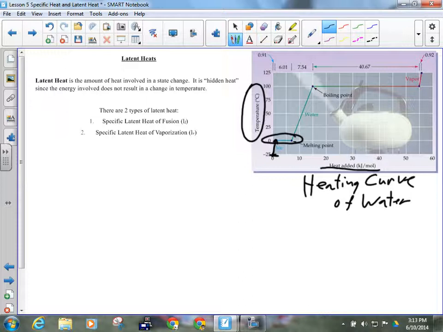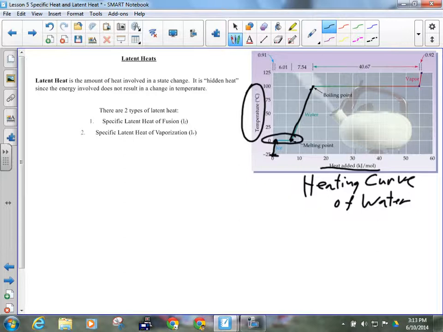So I'm adding heat, I'm adding heat. Eventually, all of my ice is gone. Now I'm here, I've got water at 0 degrees Celsius. I continue to add heat, what happens to the water? It gets hotter, right? The temperature goes up. And that's what we see here. Temperature goes up, then it gets to boiling.